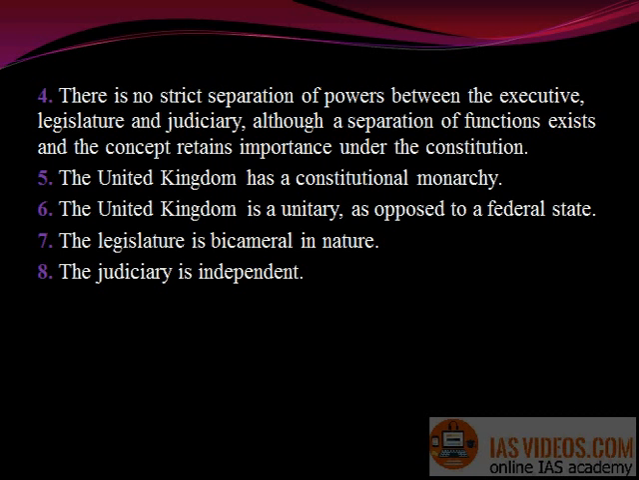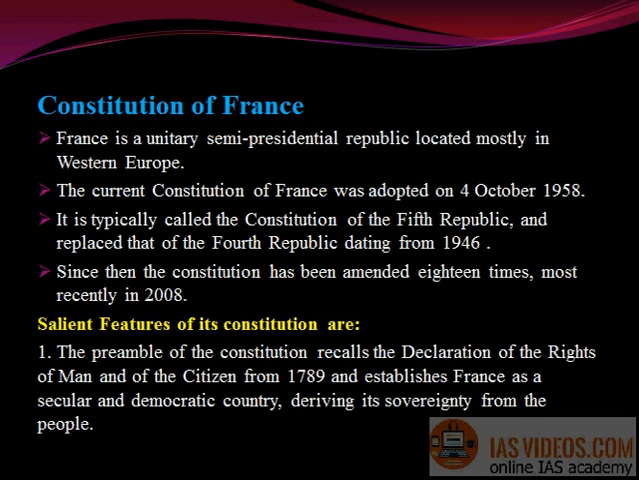The United Kingdom has a constitutional monarchy. The United Kingdom is a unitary, as opposed to a federal state. The legislature is bicameral in nature. The judiciary is independent. Constitution of France. France is a unitary semi-presidential republic located mostly in Western Europe.